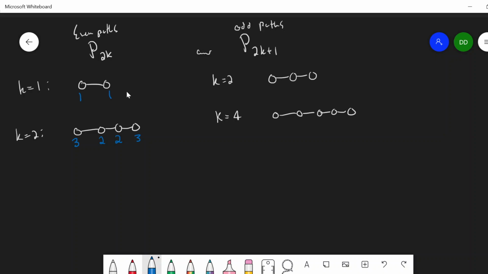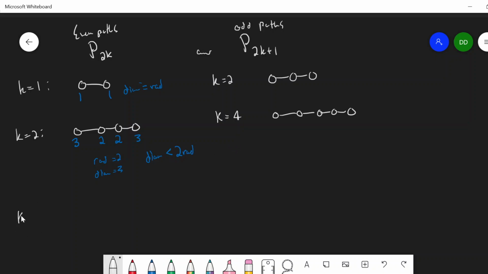So here the radius is 2, and the diameter is equal to 3. So I want to say that the diameter of that graph is strictly less than twice the radius.